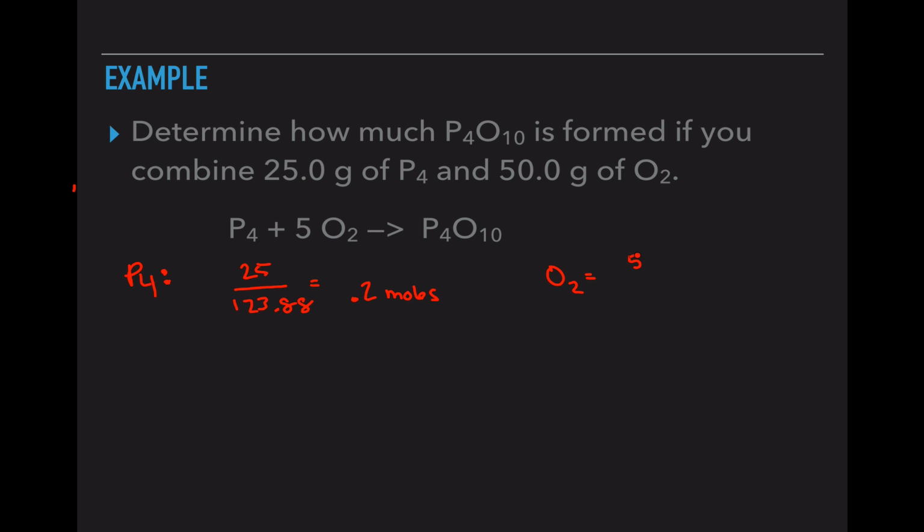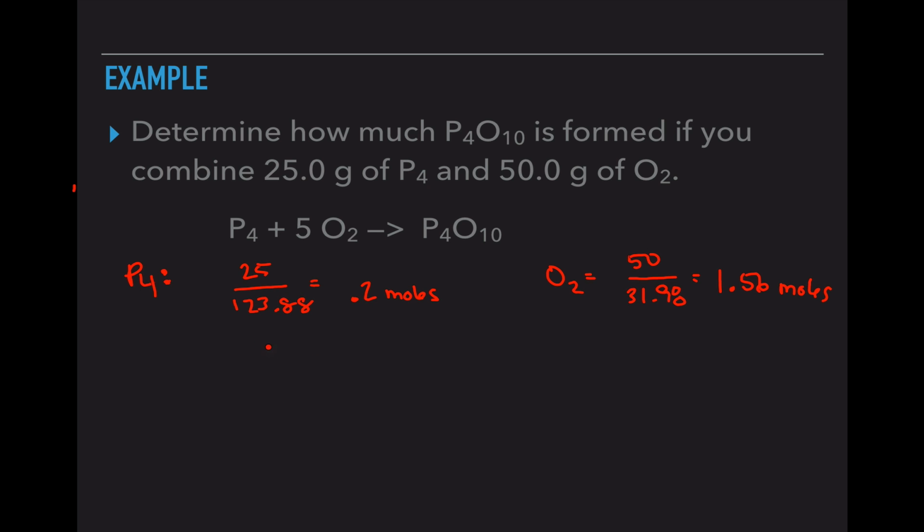Now we're going to do the same thing with O2. The problem says that we have 50 grams of O2. One oxygen has a mass of 15.99, so two of them have a mass of 31.98. When we divide those out, we have a total of 1.56 moles. Now I went through these two problems pretty quickly because these are things that you've seen before and we've already practiced with, and I hope that you don't actually have to see those steps.